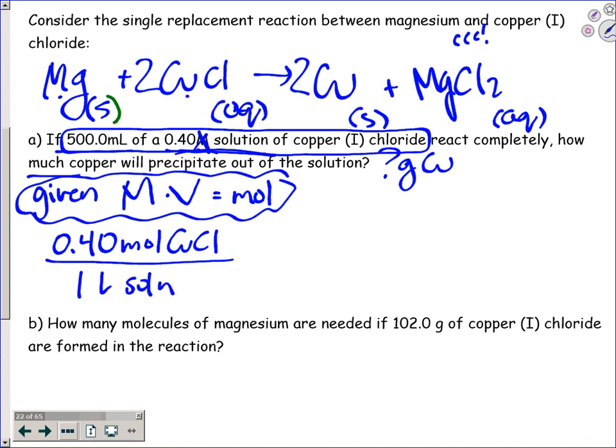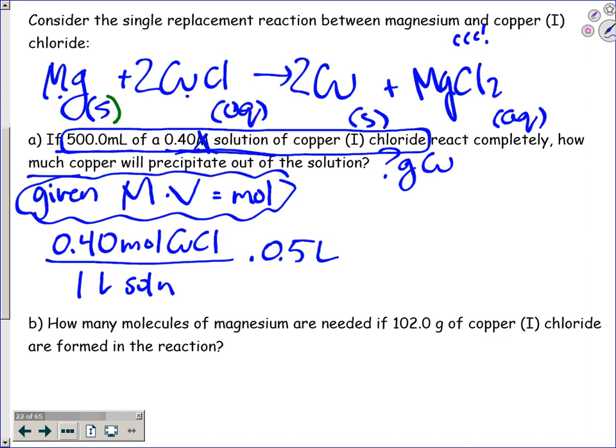But we don't have a full liter of solution. We only have how much of the solution? 500 milliliters, right? So I see milliliters, but I see liters. Those don't match for me. So can you convert that to liters in your head? It's half a liter, right? Because 1,000 milliliters is what a liter is worth. So we're going to multiply that by 0.5 liters.